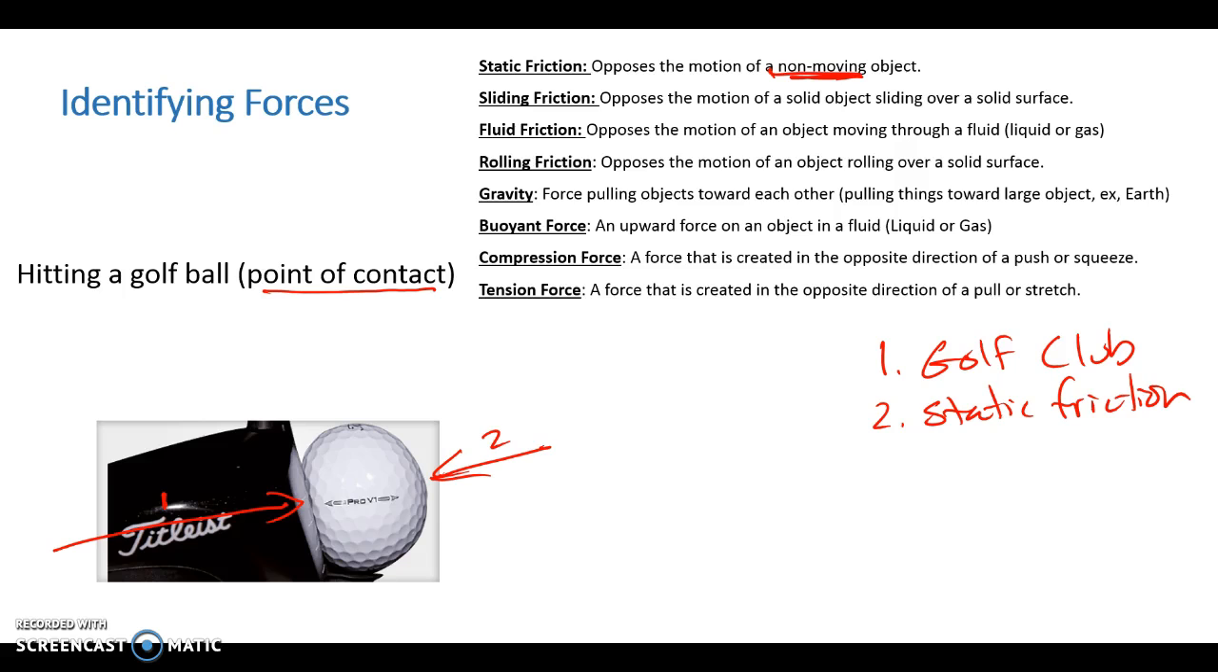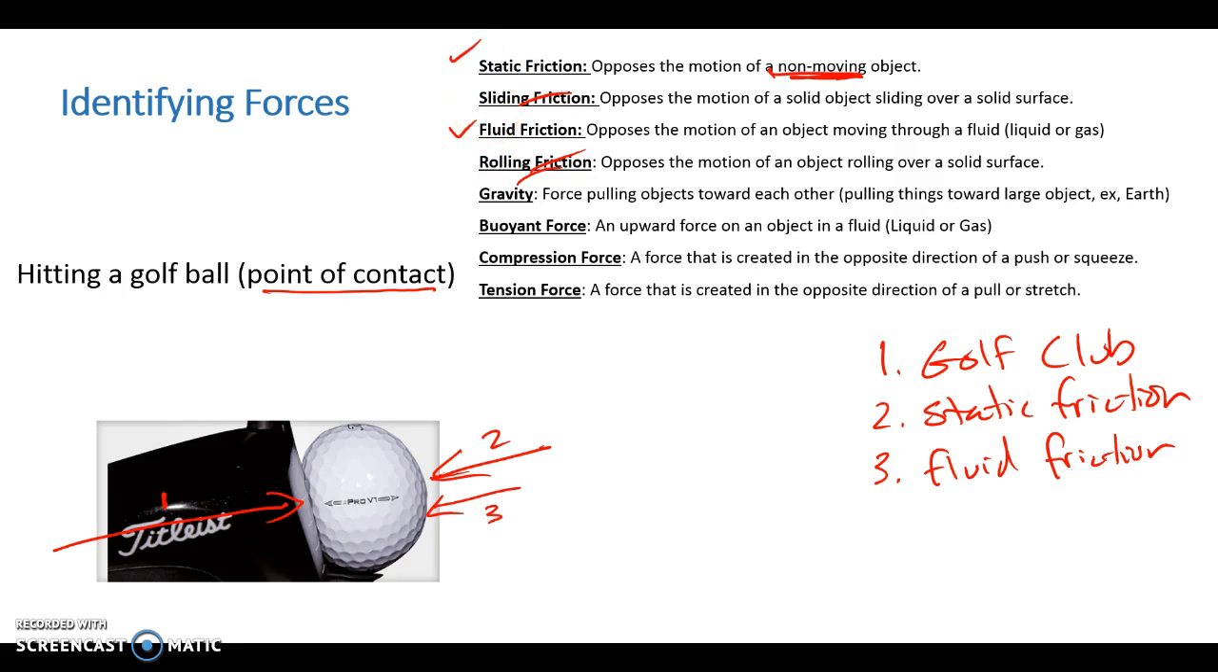And if we go through the other frictions, sliding doesn't work. We could say fluid friction because it's moving through the air. So fluid friction. So as soon as the golf ball starts moving, there's going to be a fluid friction as well. And no rolling friction. So we've got static and fluid.